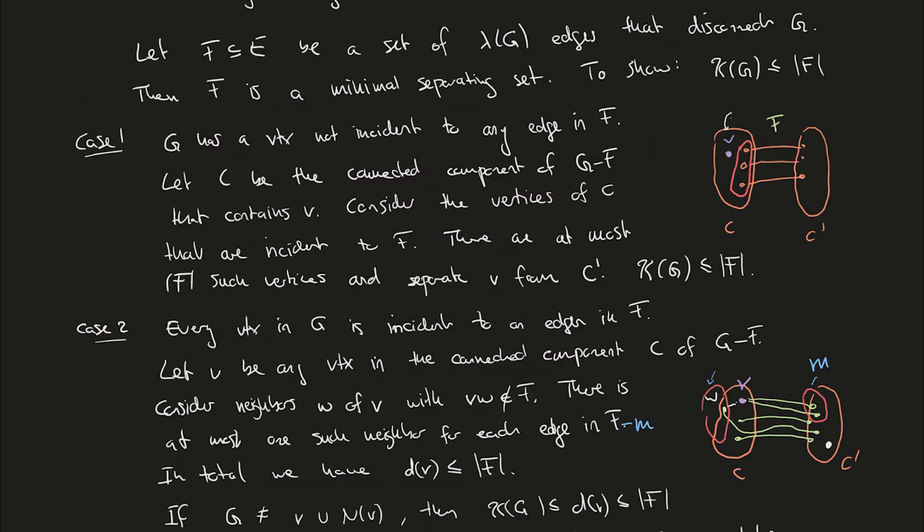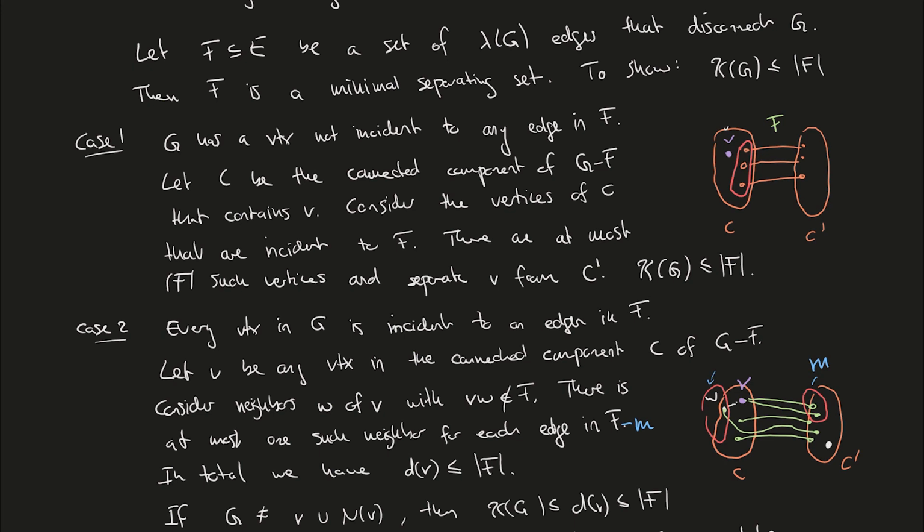In order to do so, we selected a separating set of edges that had size lambda G, which implied that this separating set is minimal by the definition of edge connectivity. And now we want to show that the vertex connectivity kappa G is less than or equal to the size of the separating set that we chose. And remember, we chose this to be lambda G. So if we can show this inequality, then we've shown the desired inequality. We had to divide into several cases.